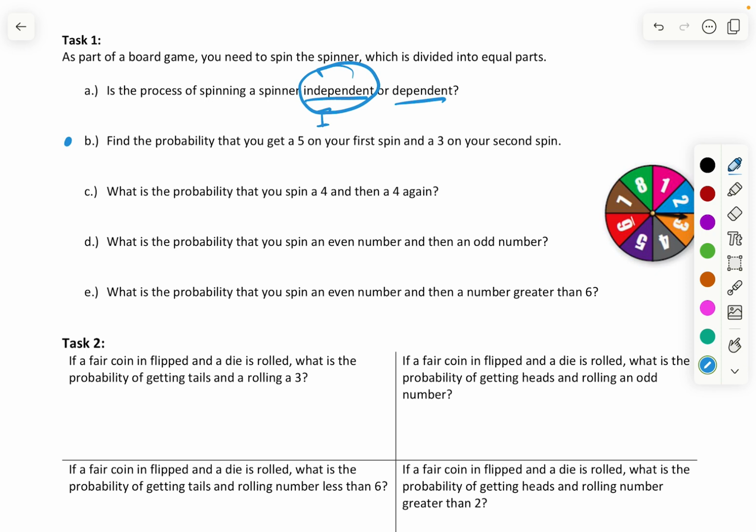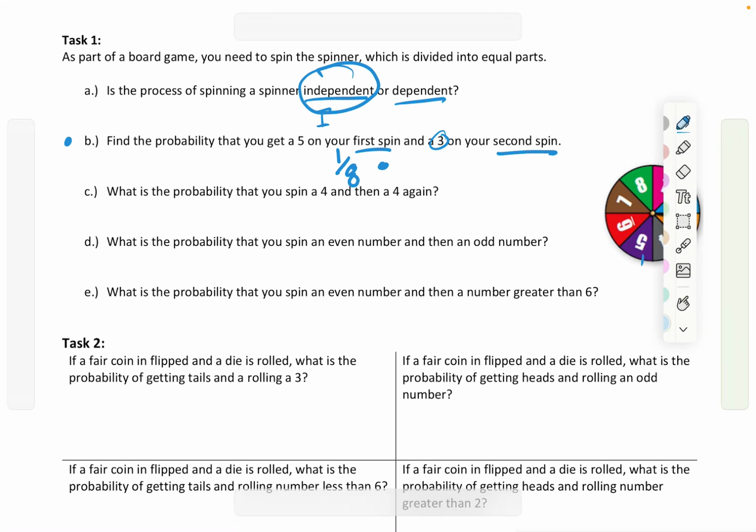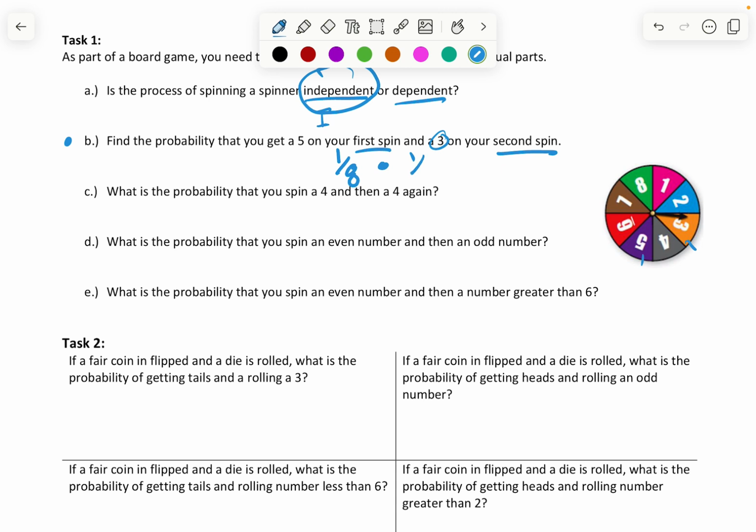Find the probability that you land on a 5 on your first spin. There's only one 5 on here, and there are 8 slots, so 1 of 8 times, now you do your second spin, which will be landing on a 3. What's the probability of landing on 3? There's only one 3 on here, so that's 1 of 8 again. There's only 1 spot that's a 3, and there are 8 separate slots. So you'd say it's 1 over 64, because I multiplied the 1s on top. 8 times 8 is 64.